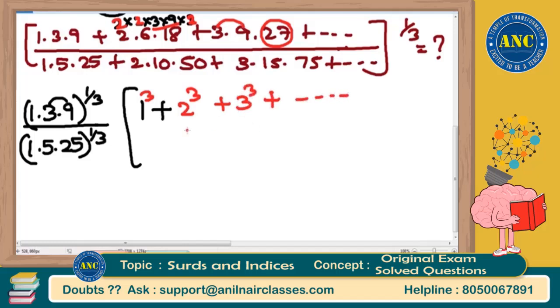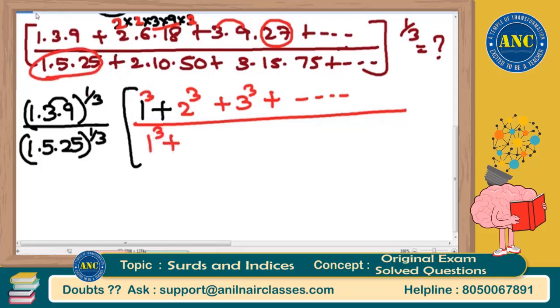And it continues. Similarly, your denominator: the first term is taken outside already. It is 1 or 1 cube. For the second term, if I simplify it here, this becomes 2 into 5 into 25, 125 is taken outside.